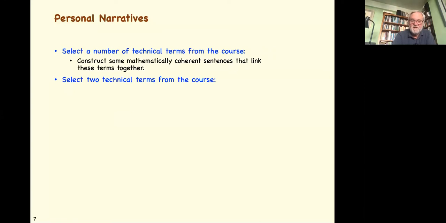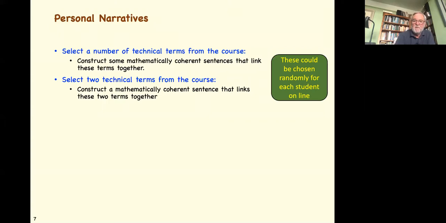Another way to do that is to select 2 technical terms from the course and construct a mathematically coherent sentence that links those two terms together. Again, you'd have to have done this with them in class so that they were familiar with the sort of question that's being asked and what constitutes an acceptable answer. And it seems to me that if I were working online, I could choose those randomly for each student. So there would be no use to them communicating with each other. Yes, they could use their open book, but the textbook is unlikely to provide sentences that link quite different terms together.